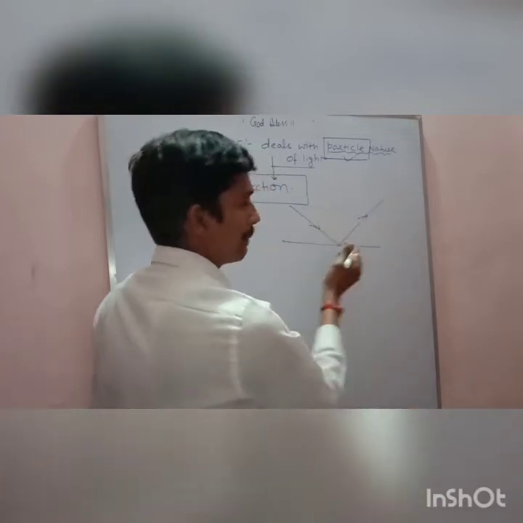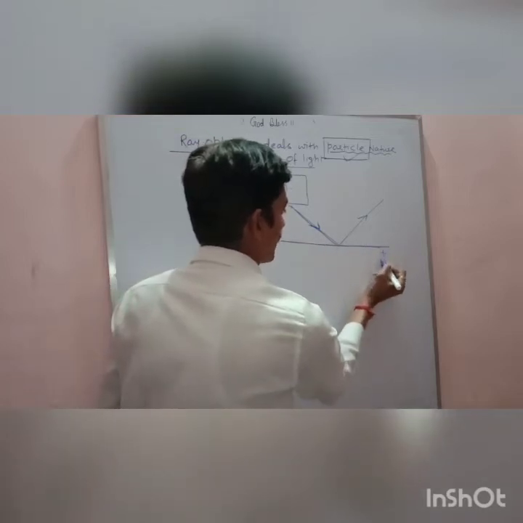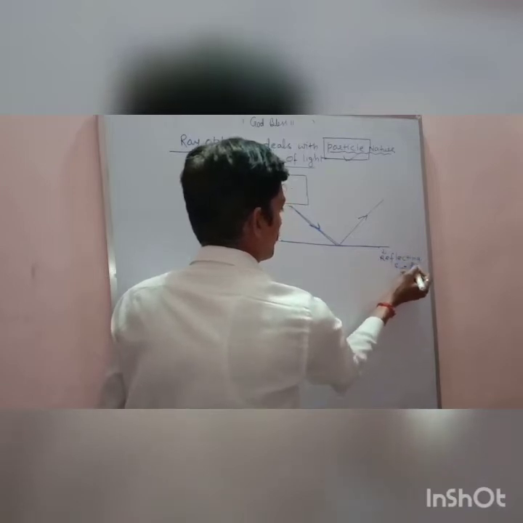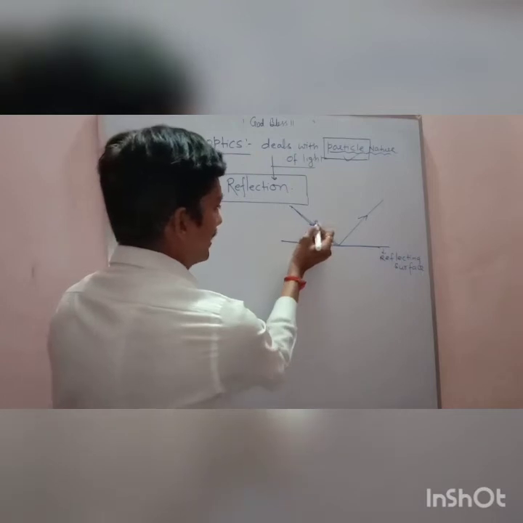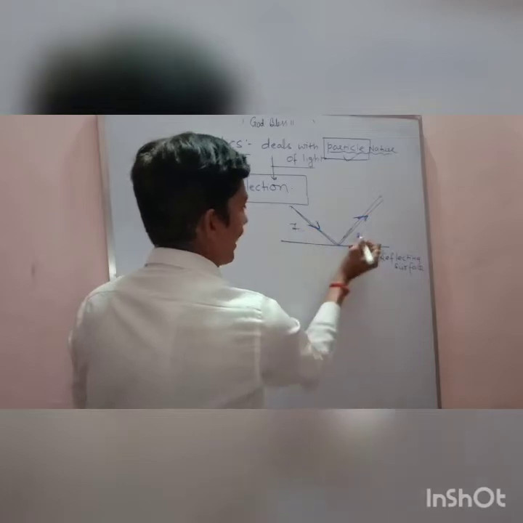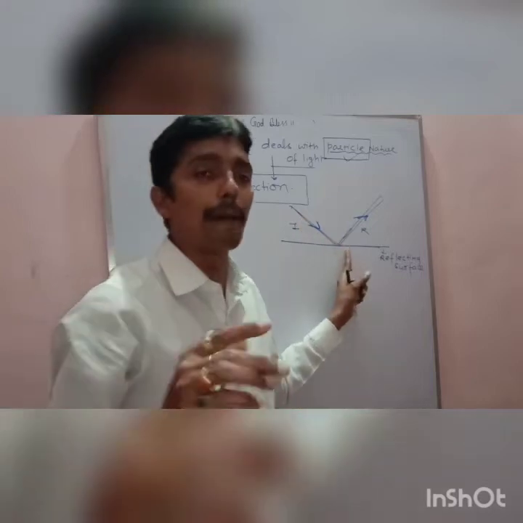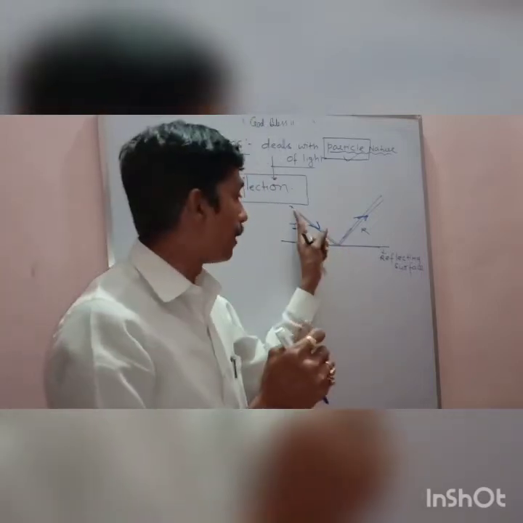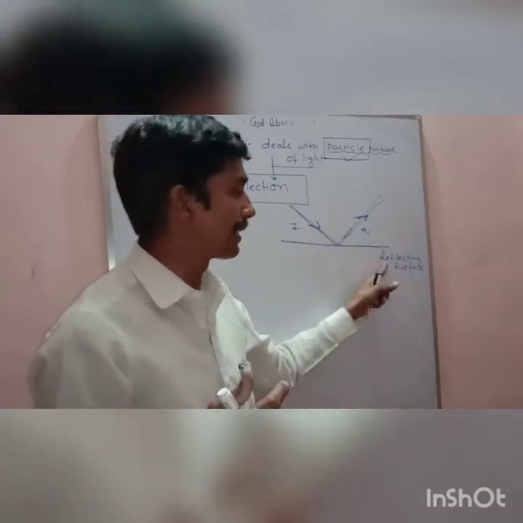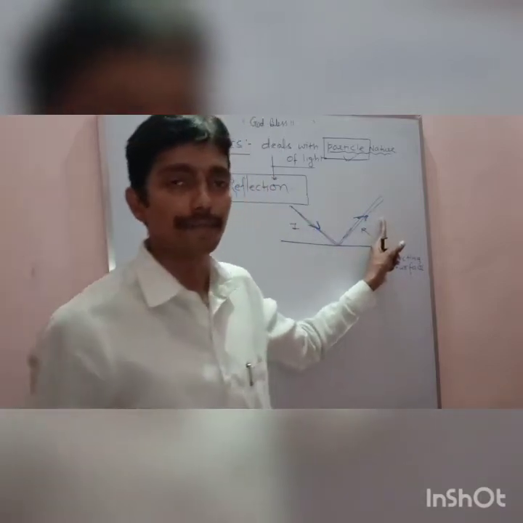Bouncing back. Light is incident here, see, there is a surface, and this surface is called the reflecting surface. The one which helps in reflection is called the reflecting surface. So this is the incident ray and this is the reflected ray. You can see in my diagram. So what is happening in reflection? The light bounces back in the same medium. I mean to say, after striking the reflecting surface, light bounces back into the same medium. I hope it is clear.